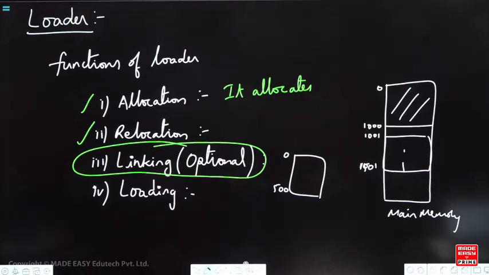I repeat, there are some address dependent locations in the program. Such address constants must be adjusted according to the allocated space.